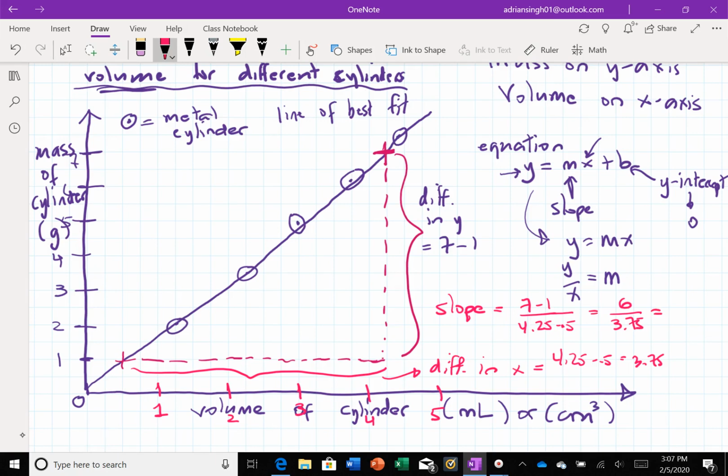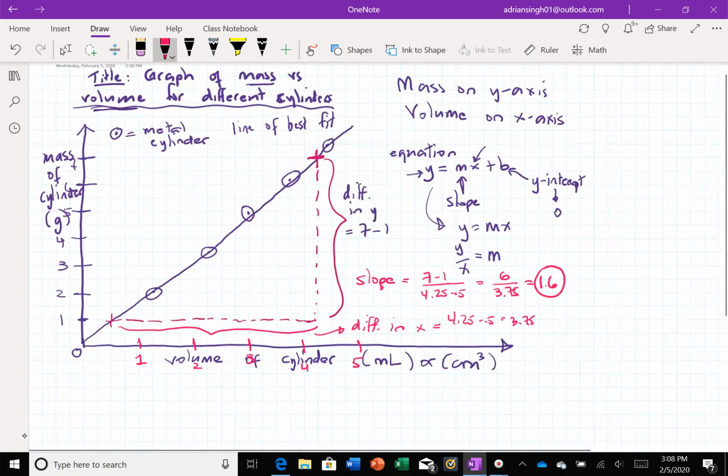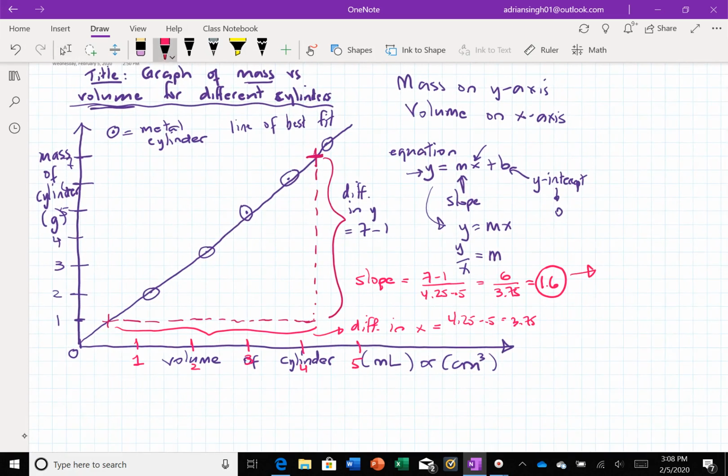You can evaluate that, and that ends up being 1.6. So this here that you just calculated is the slope, and the slope that you calculate is equal to the density of your material. So this would be 1.6 grams per mil, or 1.6 grams per cubic centimeter.